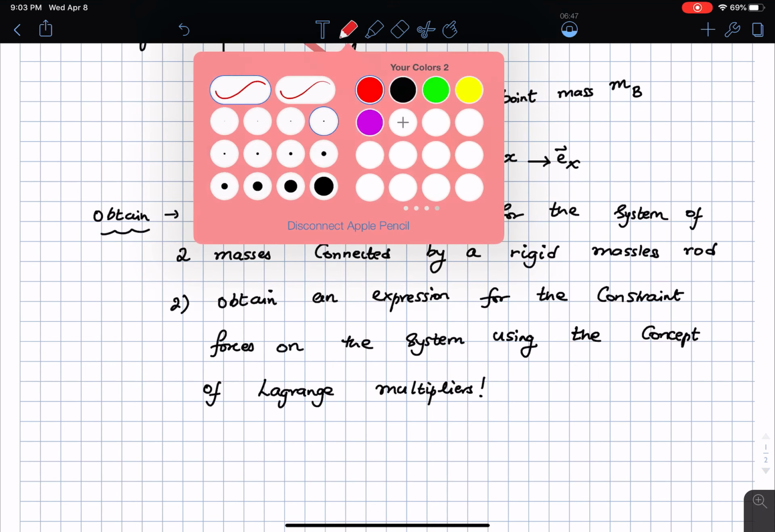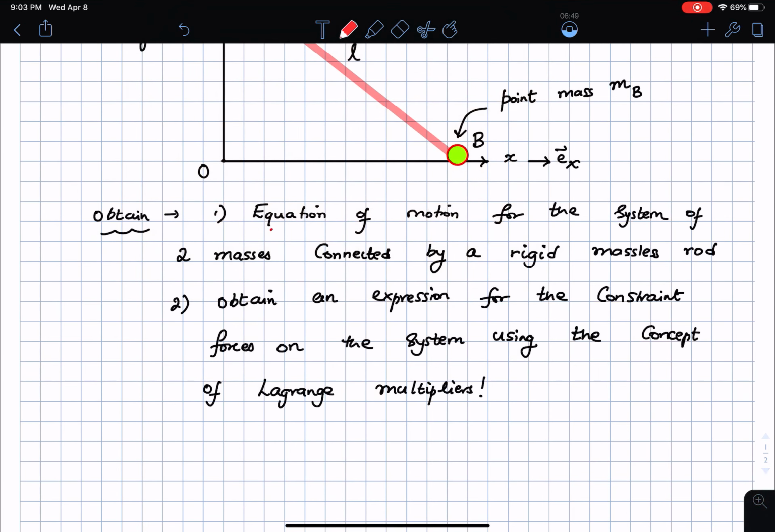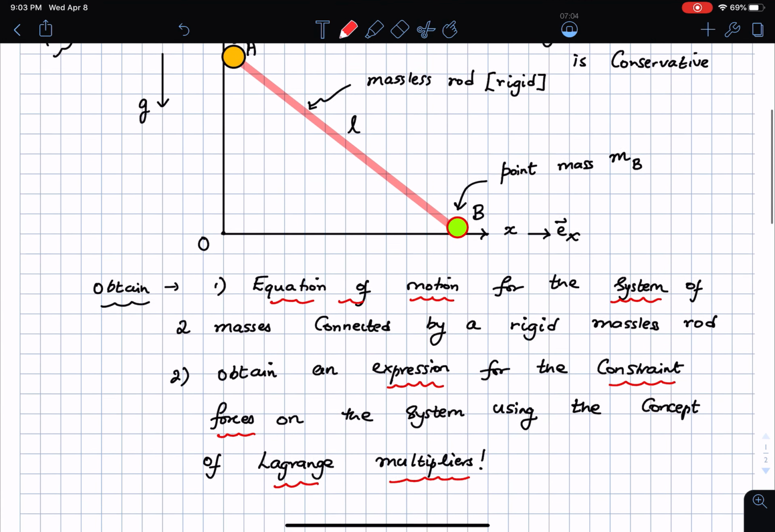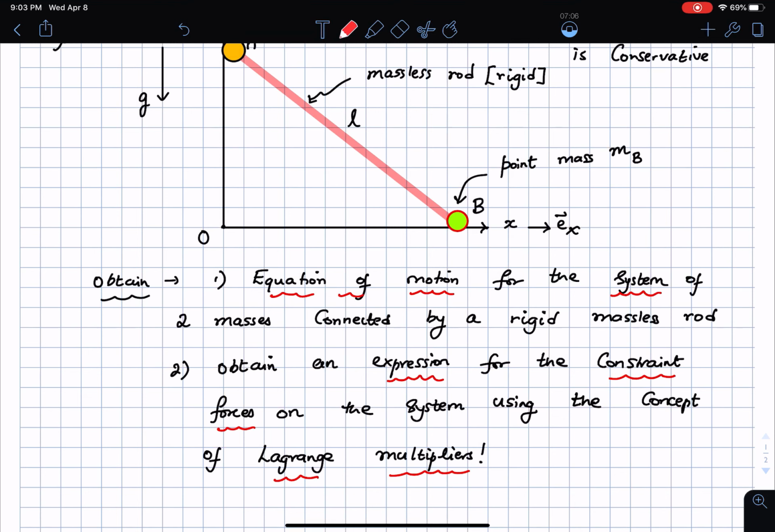Okay, so that's a key thing here. We need to obtain the equation of motion for the system. The other thing is we need to obtain an expression for the constraint forces, or the constraints, acting on the system using the concept of the Lagrange multipliers. Okay, all right, and so this is the problem that we need to solve.